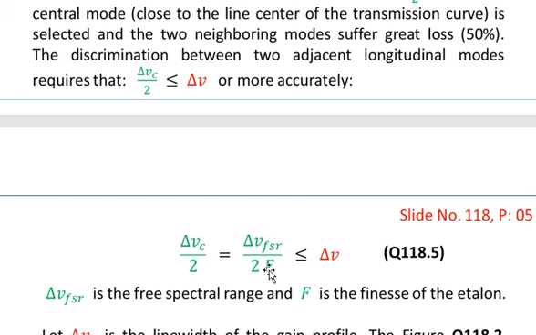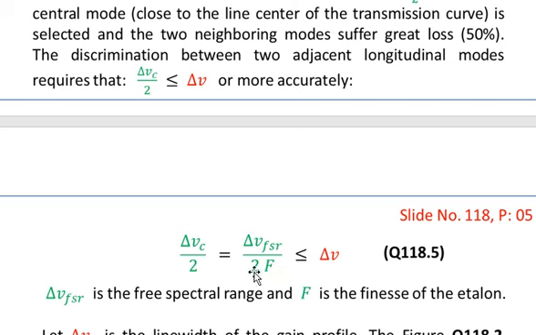The definition of the finesse is that it is the ratio of delta nu FSR to delta nu C. So this is the ratio, that is the ratio of delta nu FSR to delta nu C. This ratio is called capital F, that is the finesse of the Etalon. So I have used the definition of the finesse over here. So you see that this is the quantity.